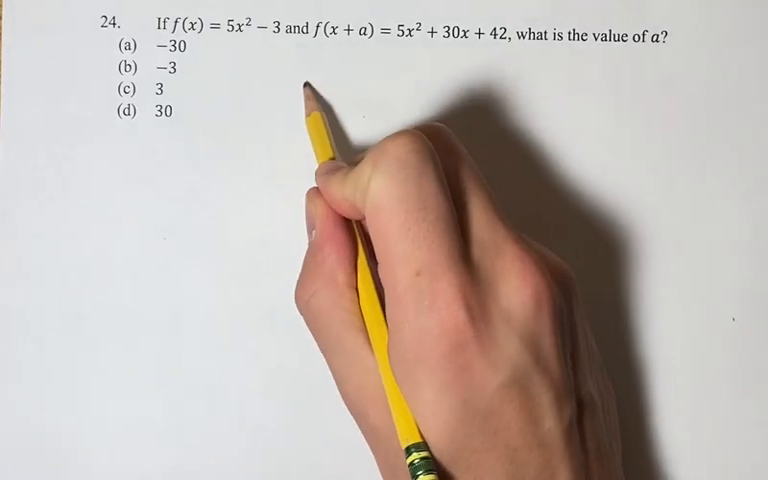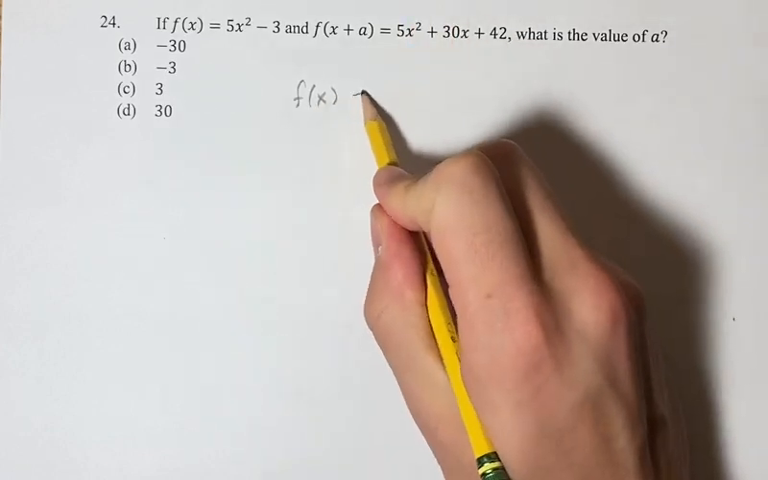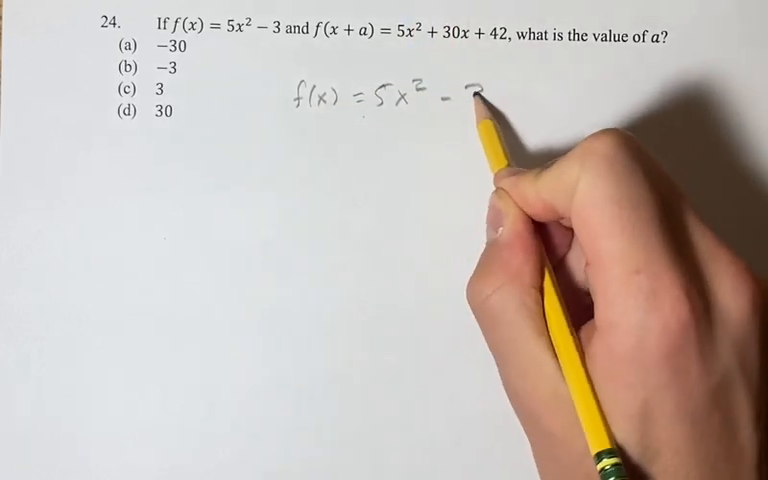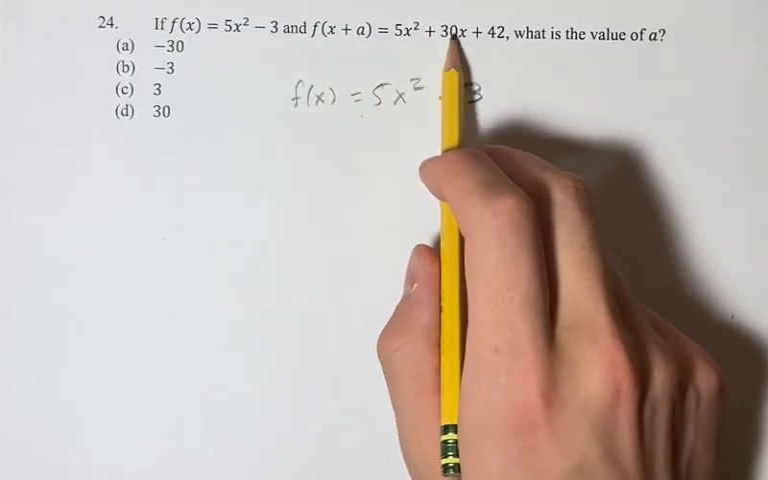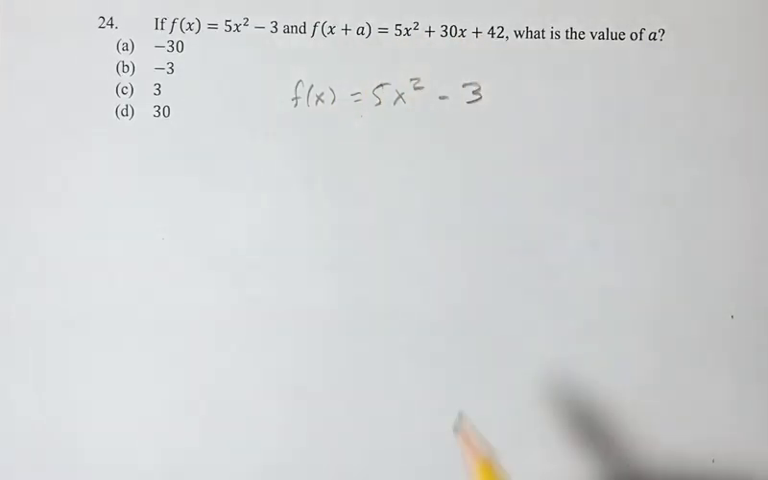In this problem, we're told that f of x is equal to 5x squared minus 3. We're told that f of x plus a is equal to 5x squared plus 30x plus 42. We're asked to find the value of a.